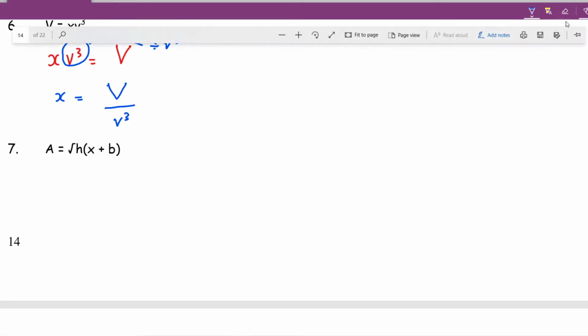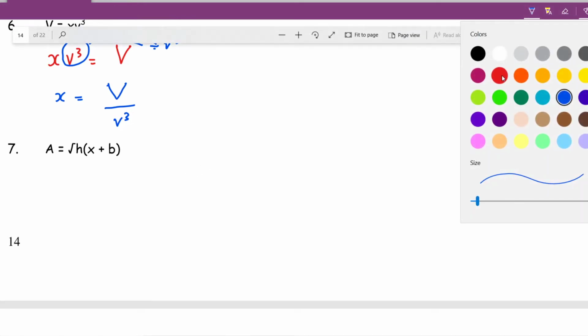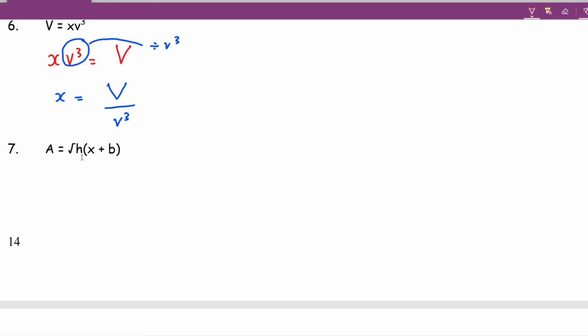Okay, the first thing to do here is to divide everything by root h. So we get a over root h equals x plus b. Literally all we've done is everything in this bracket was being multiplied by root h, so I've just taken it to the other side by dividing by root h.